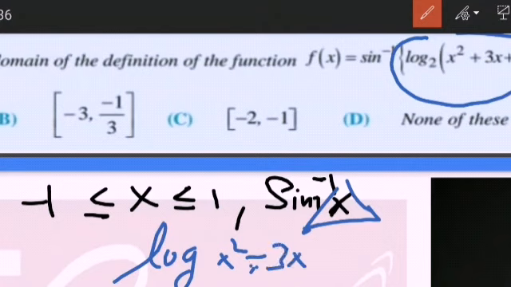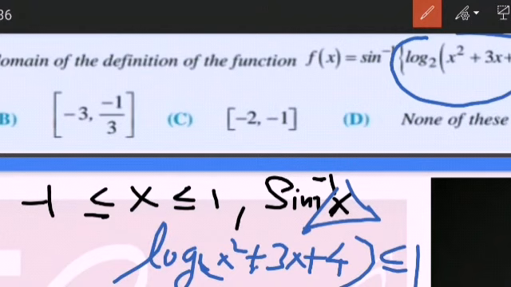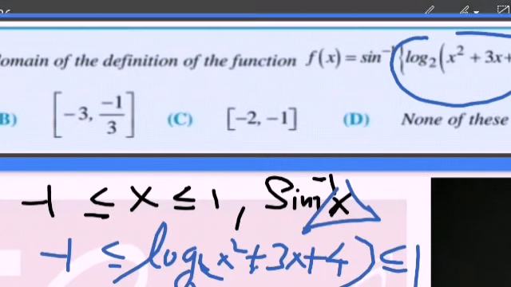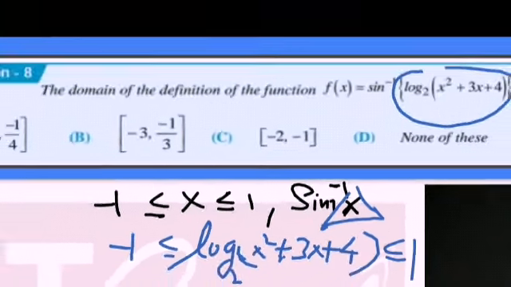So better to write it this way: x square plus 3x plus 4 is less than or equal to 2 to the power 1 and greater than or equal to 2 to the power -1. Solve the two inequalities separately and finally take the intersection. That is the result. Try once again, and if you don't get it, proceed with the video. Let's see the solution here.